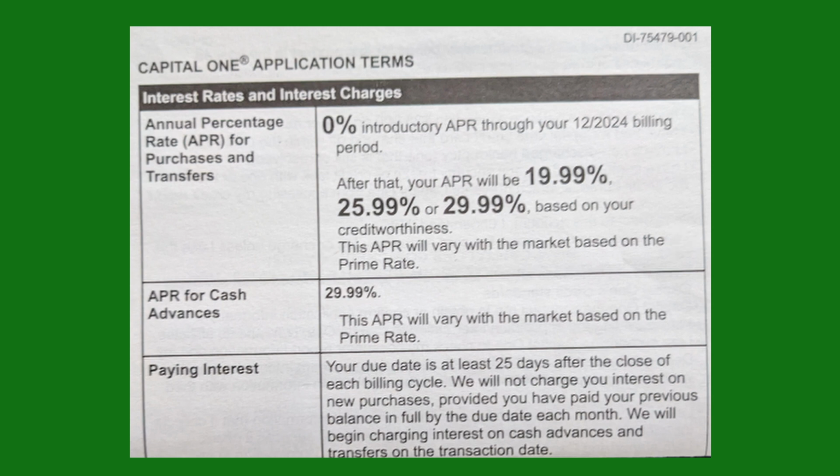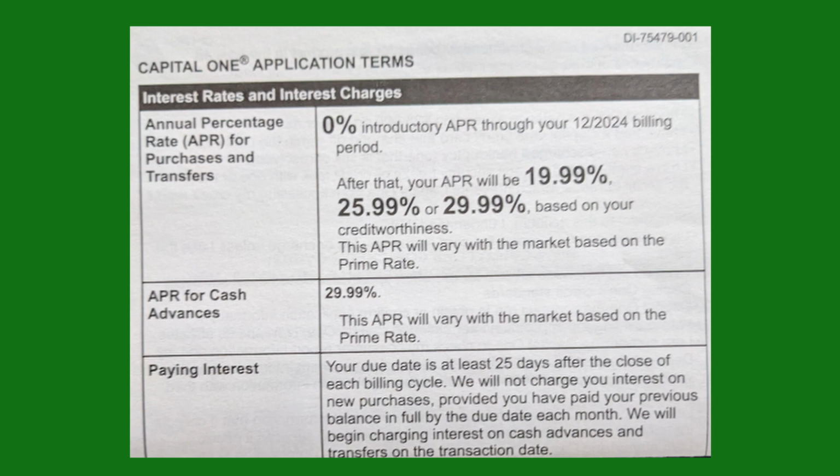Next, you'll see a box that says APR for cash advances, and there you'll see it's at that higher rate of 29.99%, and there is no mention here about my creditworthiness lowering it. And again, there's a statement that your APR will vary based on the prime rate. Next, you'll see a box that talks about paying interest, and here it says that your due date is at least 25 days after the close of each billing cycle. That means you will not be charged interest on new purchases, provided that you paid your previous balance in full by the due date each month.